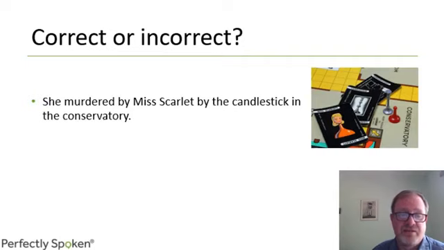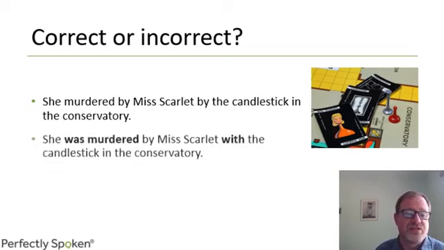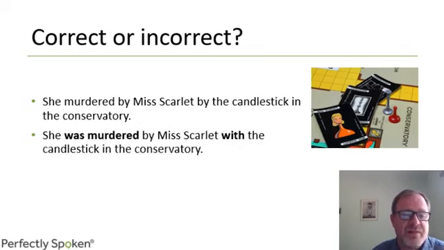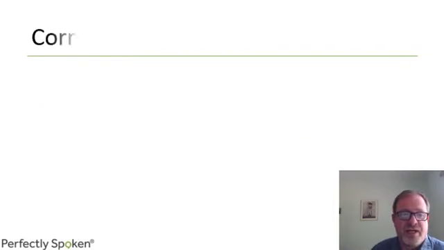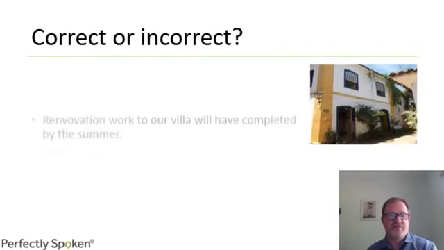Well, the person who died didn't do anything. It was the murderer who did the murdering, so this should be passive. And when we talk about the implement we use, instead of by, we use with. So it should be, she was murdered, passive, by Miss Scarlet with, not by, the candlestick in the conservatory. Okay. Similarly, a man was shot with a rifle, not by a rifle, when you talk about the tool used to do something.